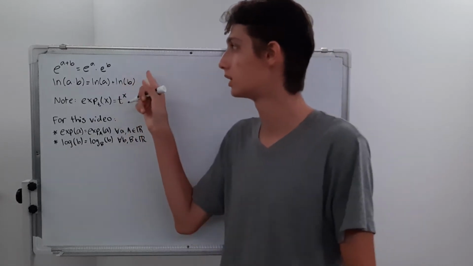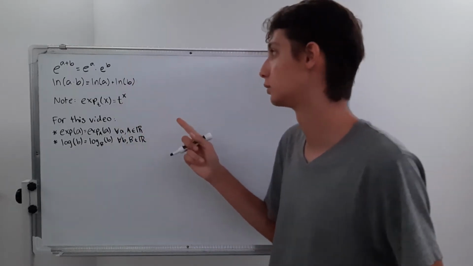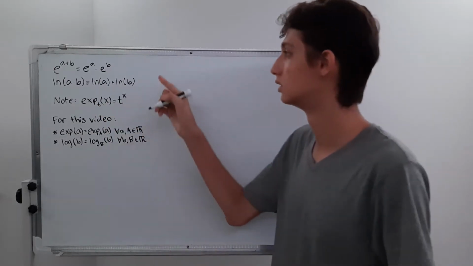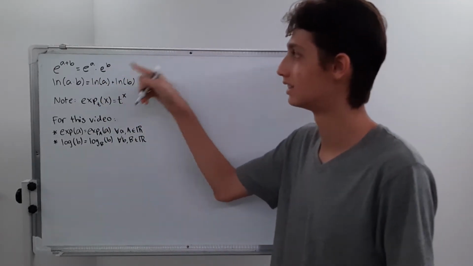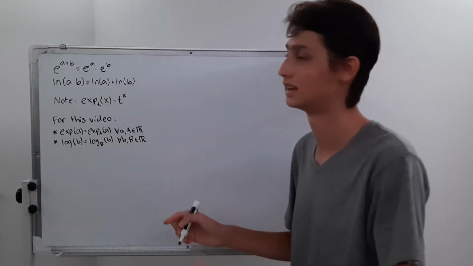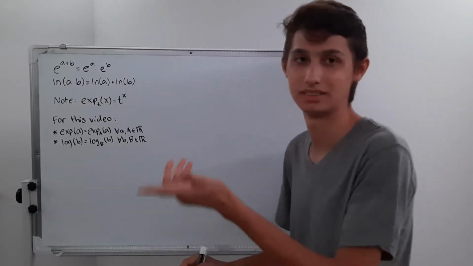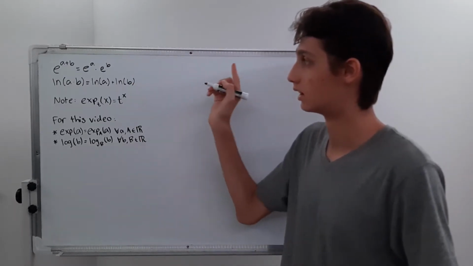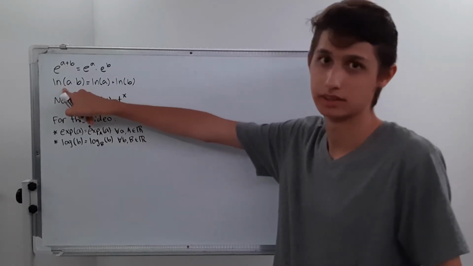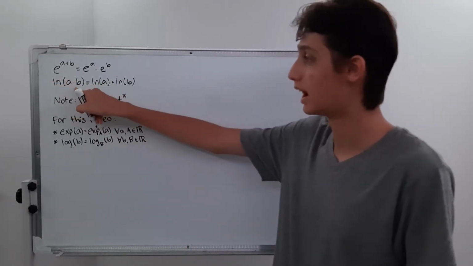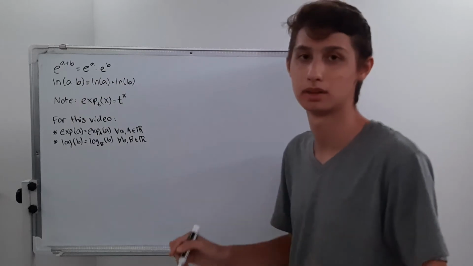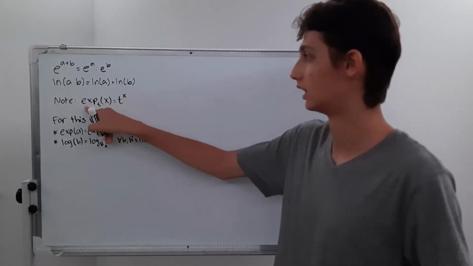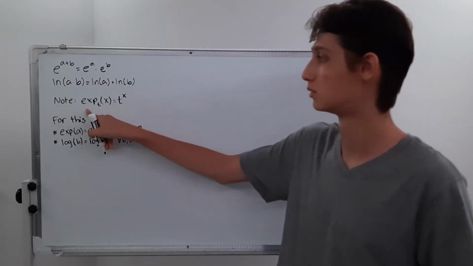Basically, one property of exponents you should know is that e, or really any base, to the a plus b is equal to e to the a times e to the b, or again, any of those bases to the a times base to the b. This is a really cool property of exponents. The natural log, or really any logarithm, of a times b is going to be the natural log of a plus the log of b. And note that I'm going to be using the exponential function in this video.